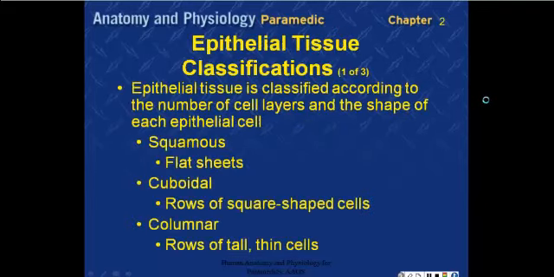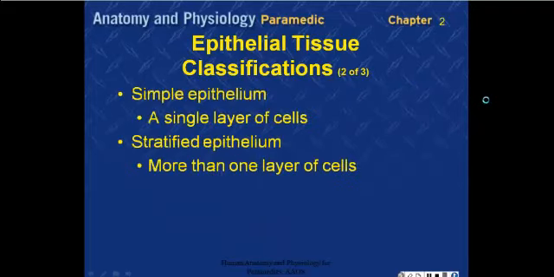Epithelial tissue is classified really in two separate ways. The first way is by the shape of each epithelial cell. Squamous epithelial cells are flat. Cuboidal are cubes, a row of square-shaped cubes, and columnar epithelial tissue is rows of tall, thin cells. Kind of looks like the skyline of a big city.